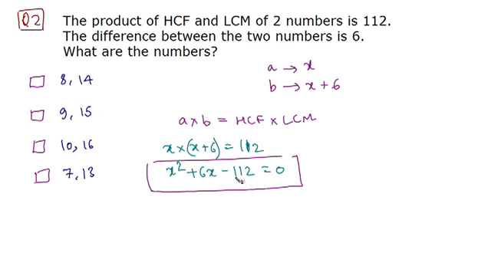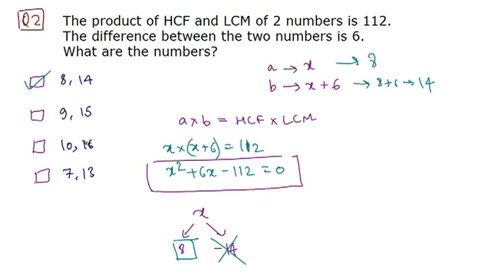Now again, if you solve this quadratic equation, you get two roots of x. One of the roots is 8 and one of the roots is minus 14. Now there are no negative numbers here, so you can comfortably ignore minus 14. So you are left with 8. So x is 8. So one of the numbers is 8. Therefore A is 8 and B is 8 plus 6, that is 14. So our answer is A. 8 and 14 are the two numbers.